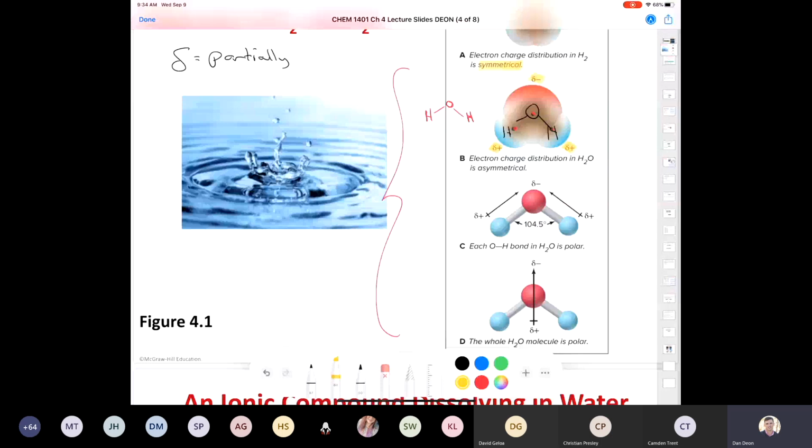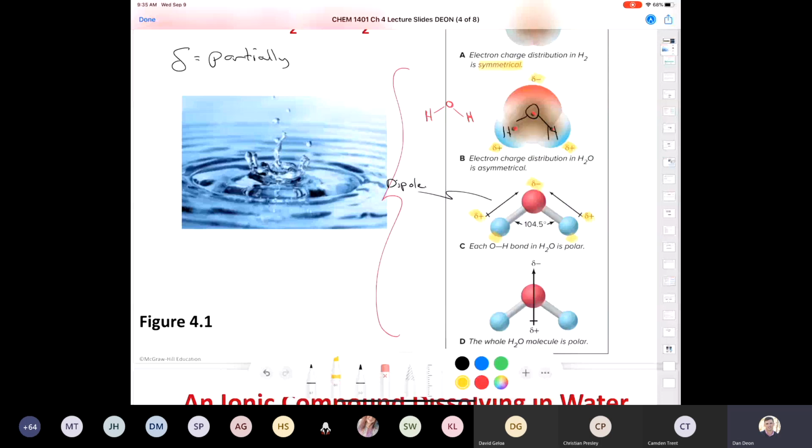We call that a dipole, and we represent it with this arrow here with the cross at the end. We put the cross at the end that's partially positive, and we draw the head of the arrow towards the end that's partially negative, okay? So that means that there's a dipole in water. Now, what you need to know is that the oxygen is partially negative and the two hydrogens are partially positive.